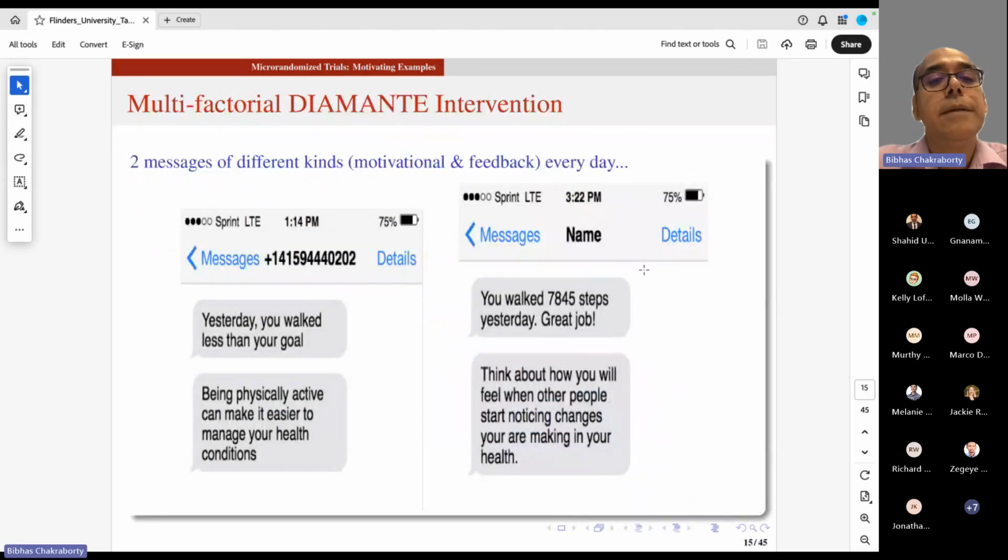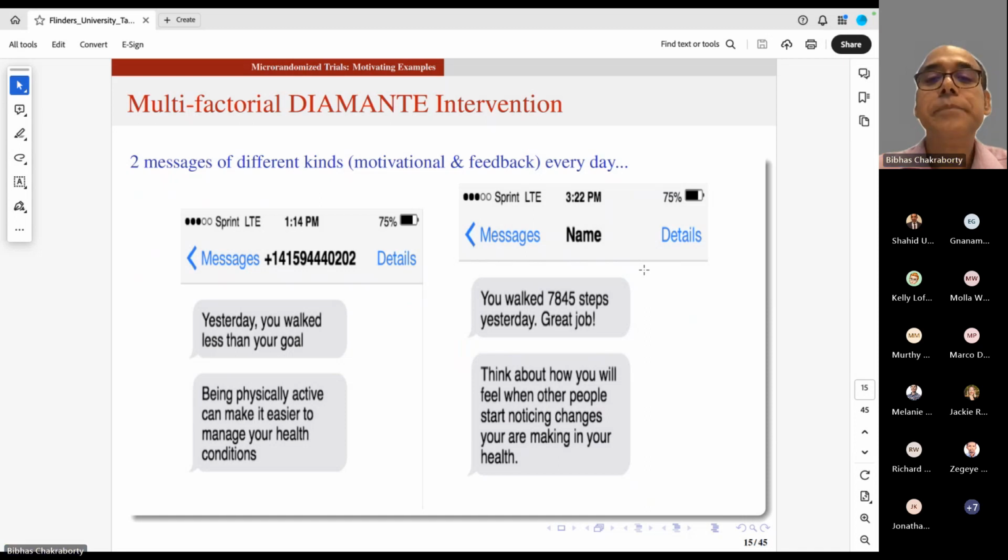So this is what everyone gets. I was talking earlier from the researcher point of view, but now I'm showing you some screenshots of what the users, the participants, are getting, right? So on their phone, they are getting two different intervention messages, probably one minute apart. One is a motivational message and the other is a feedback message. And they are getting it every day. And they look like this.